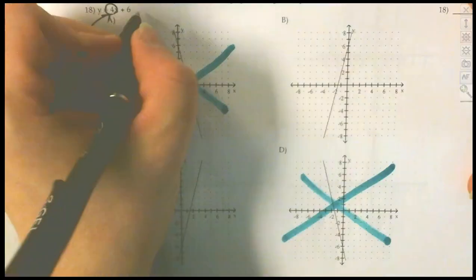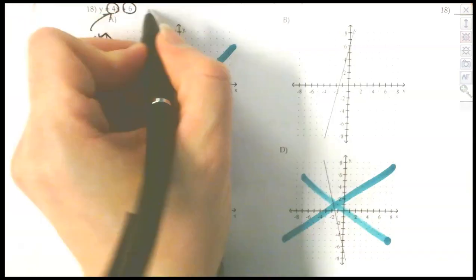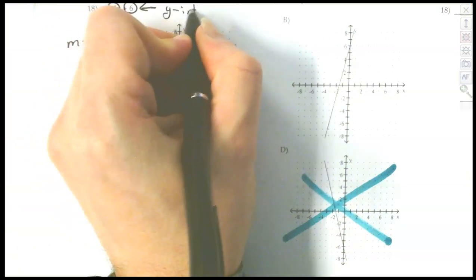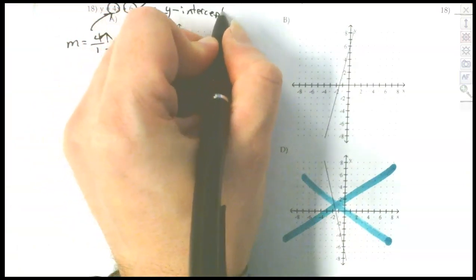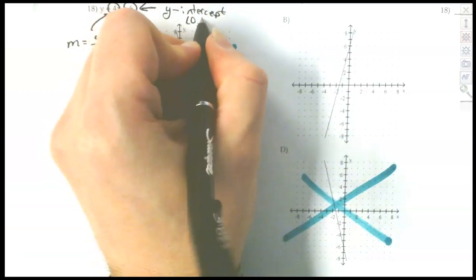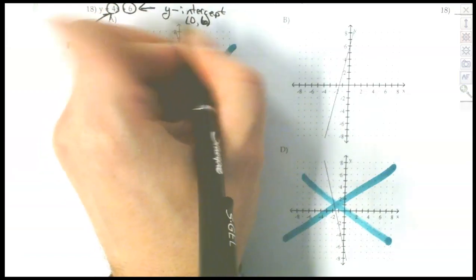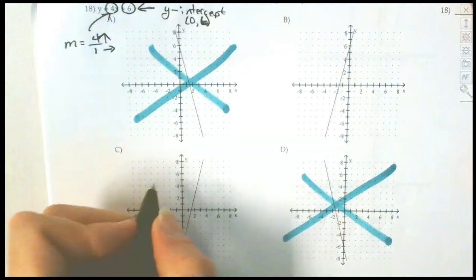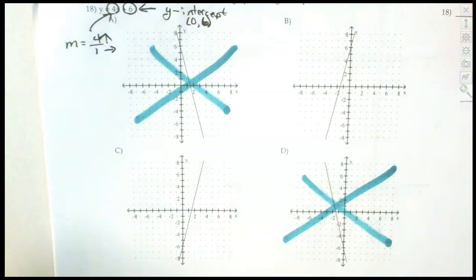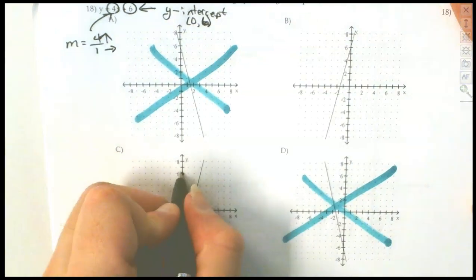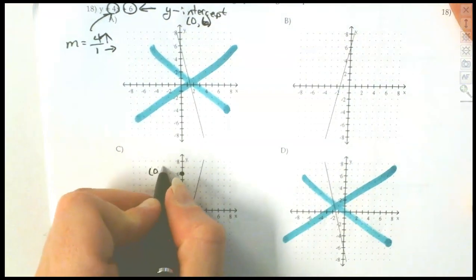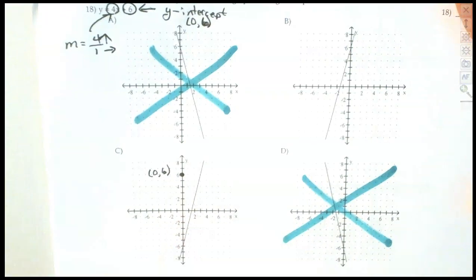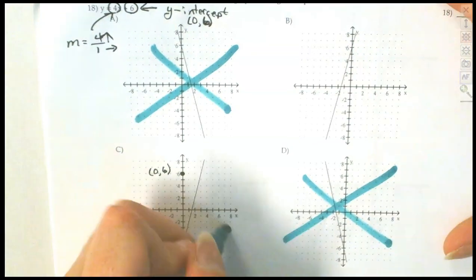What does that 6 here represent? Well, that represents your y-intercept. And as an ordered pair, that would be 0, 6. Now, that point needs to be on the line. If I look at C, right here is 0, 6. Is 0, 6 on this line right here? No, it's not. So that one doesn't work.